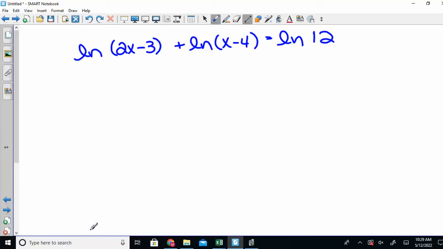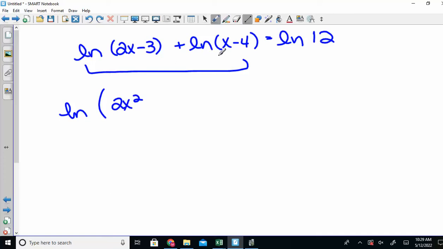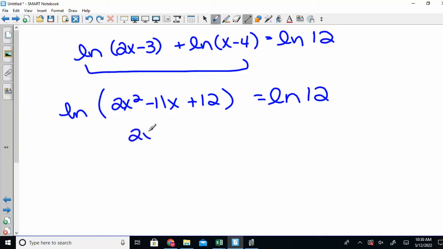If I asked you to solve this, what would you do first? Combine. We combine these into one log. Since those were added, you multiply the arguments. So we have to FOIL. 2x times x is 2x squared, minus 8x and minus 3x is minus 11x plus 12. If you have a log on each side, what do you do? Drop them.